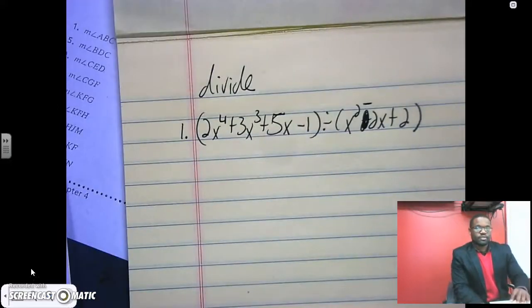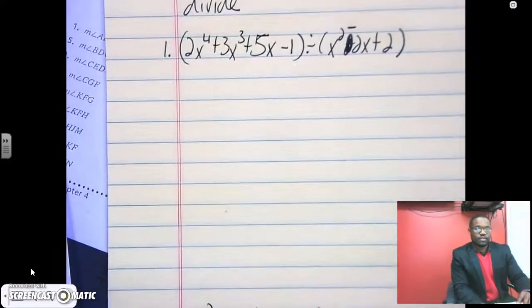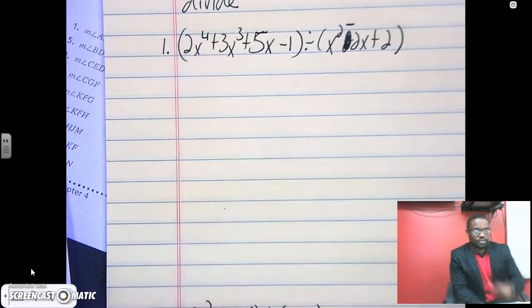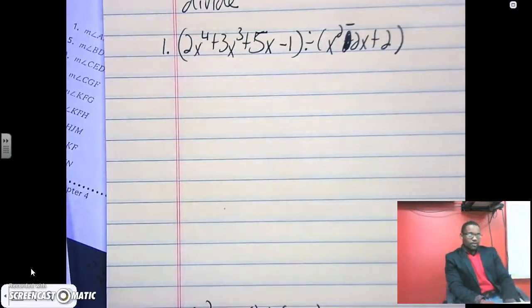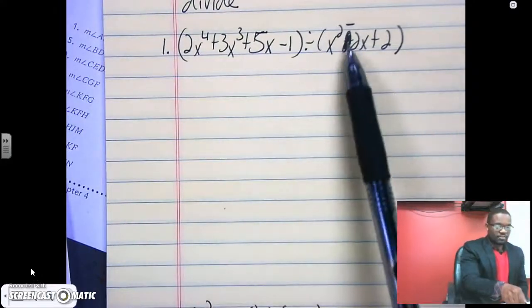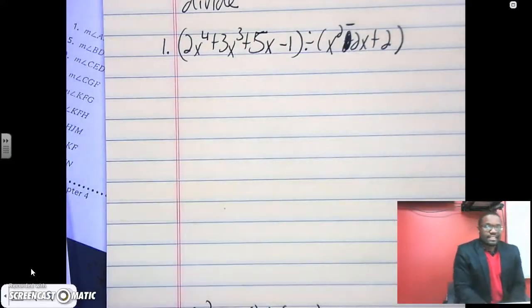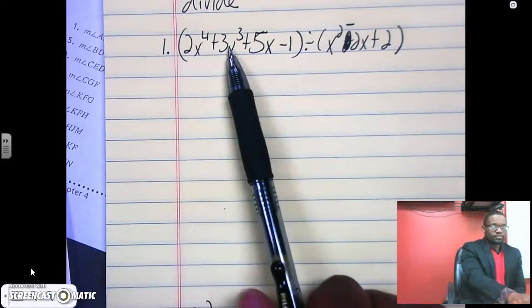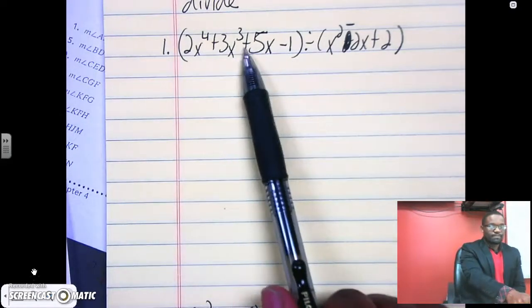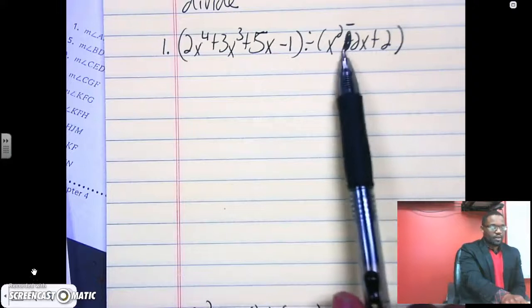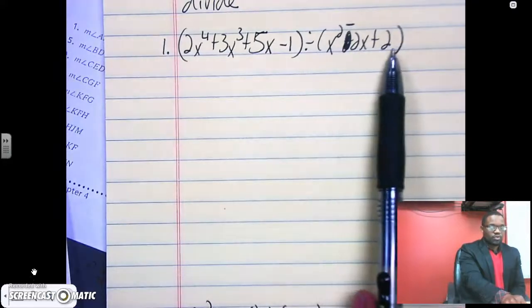All right. So we start off with this first problem that says 2x to the fourth plus 3x cubed plus 5x minus 1 divided by x squared minus 2x plus 2. Little mistake there. So the idea is simple. First, we got to set up our problem in the correct form. The first polynomial is always your dividend, and your second polynomial is always your divisor.